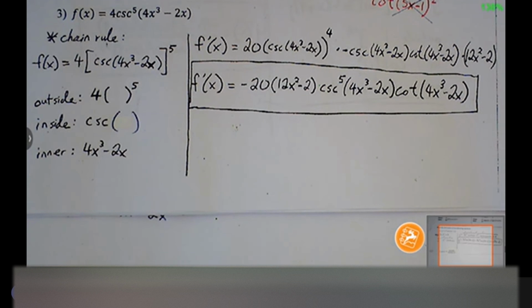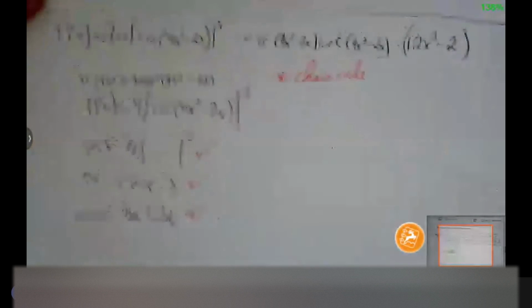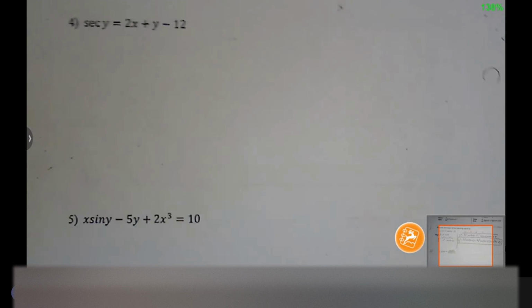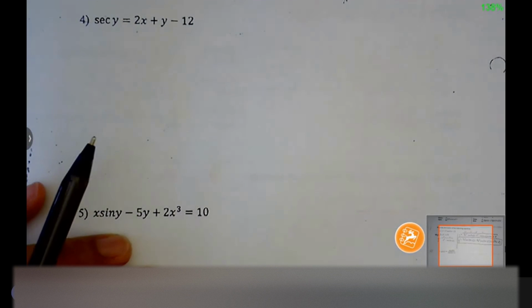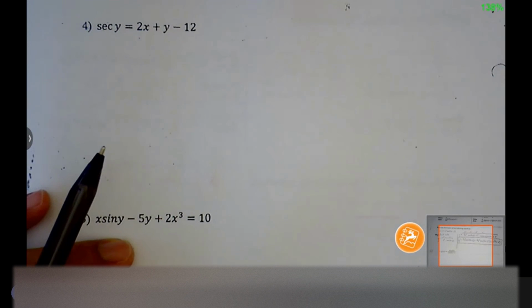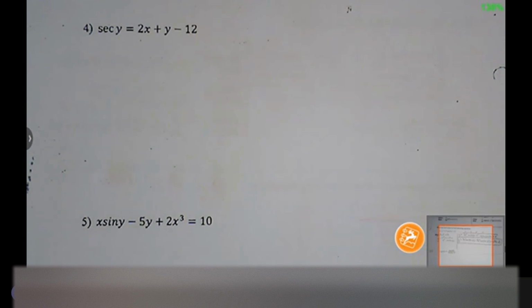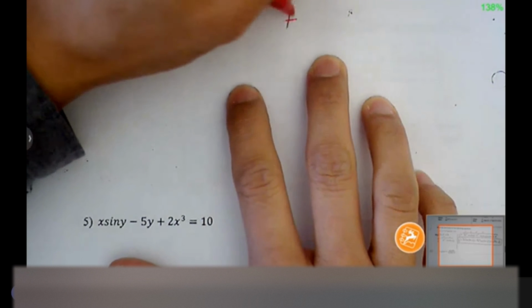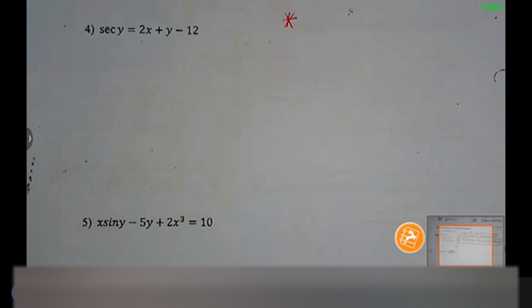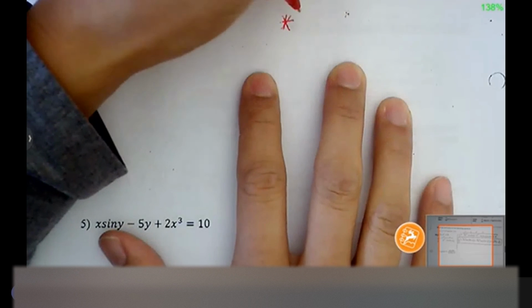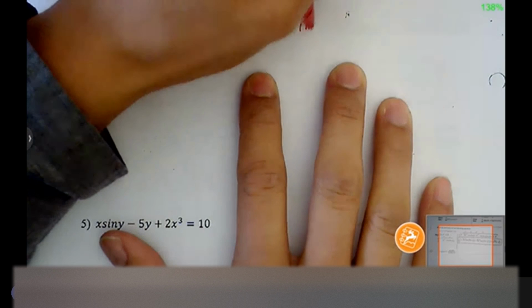Let's go to number 4. All right, secant of y is equal to 2x plus y minus 12. We want to find the derivative. All right, what's involved here? Good. You see y is kind of mixed into the equation. It's not y equals. And also there are multiple y's here, so we've got to keep track of our dy dx's.